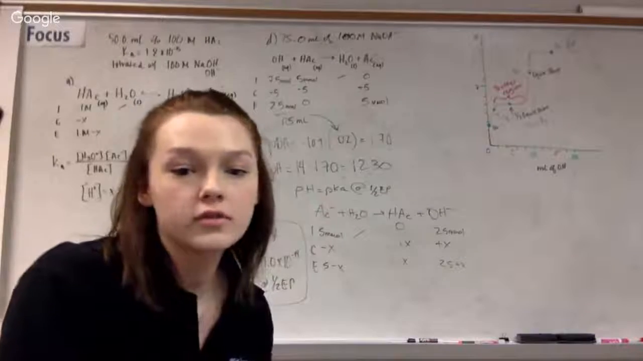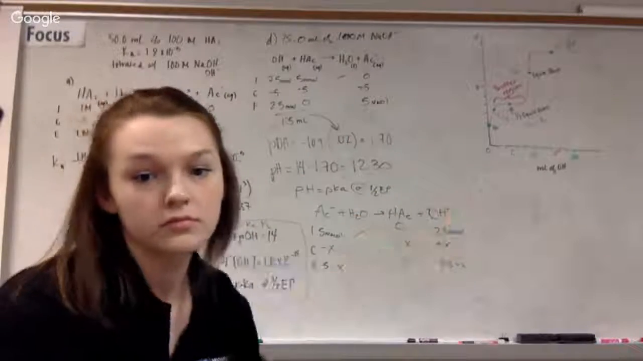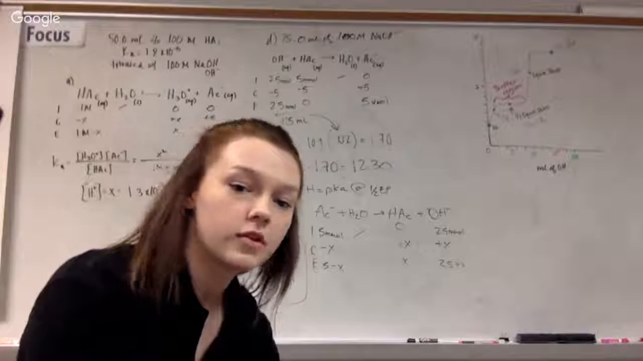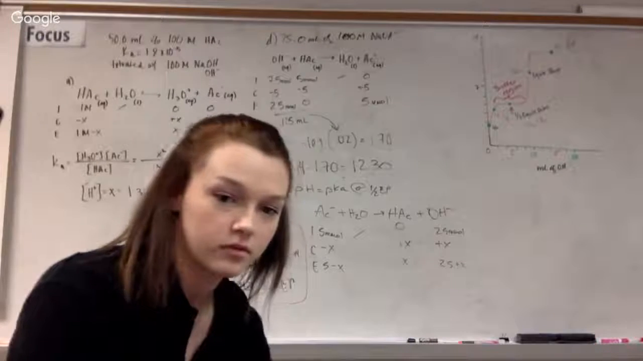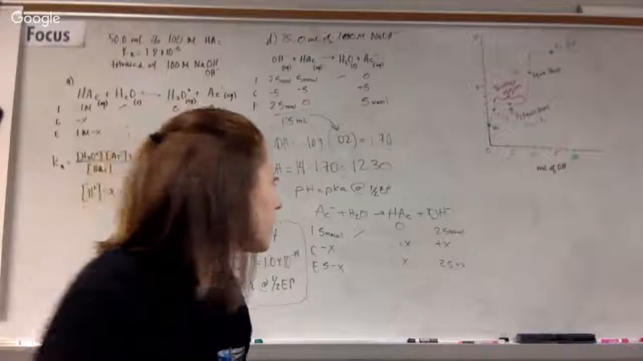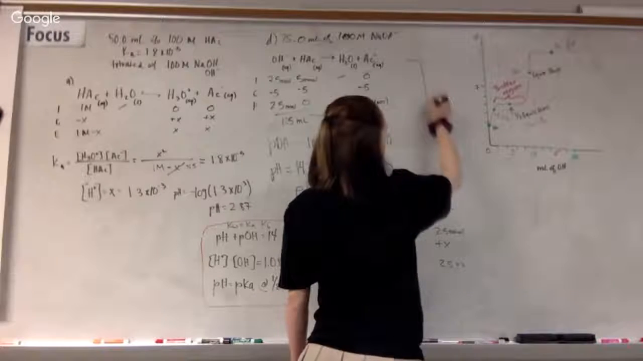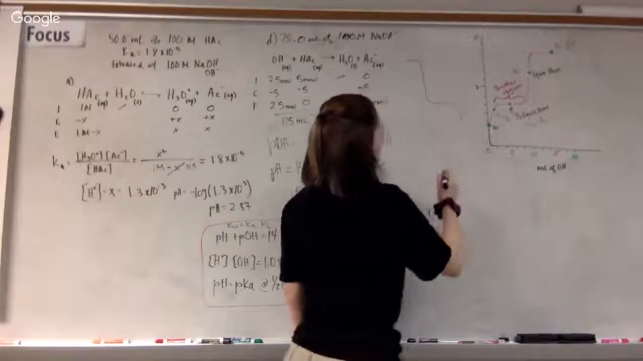Are all the curves going to look like that? Only if they're a weak acid being titrated by a strong base. What about the opposite? Okay, a strong acid titrating a weak base is going to be the same exact graph, but flipped upside down. So let's draw it next to it just so we can show the similarity. Yep, exactly like that.